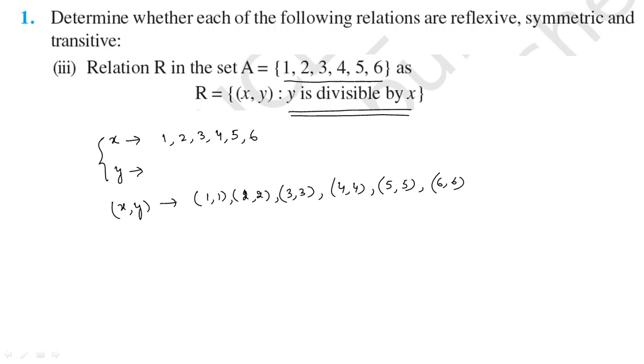Now what about second condition? (1, 2), then (1, 3), then (1, 4), (1, 5) and (1, 6). What is the meaning of this? 2, 3, 4, 5, 6 all are divisible by 1.